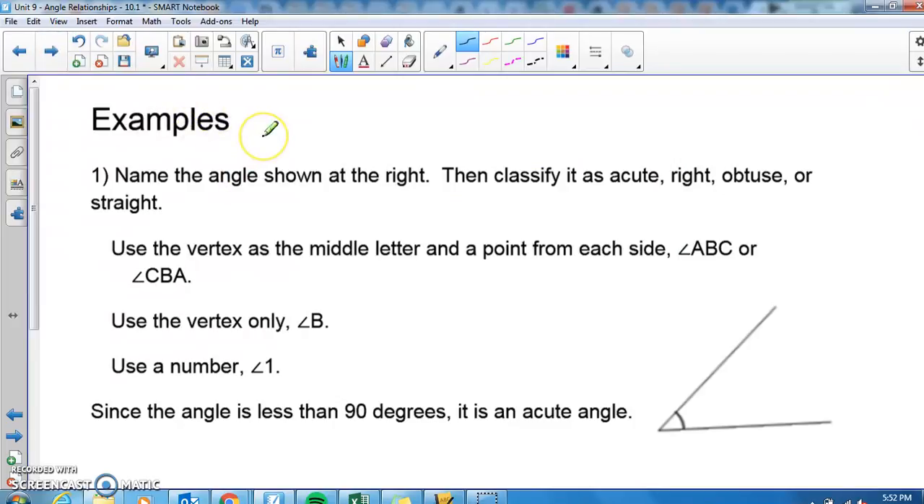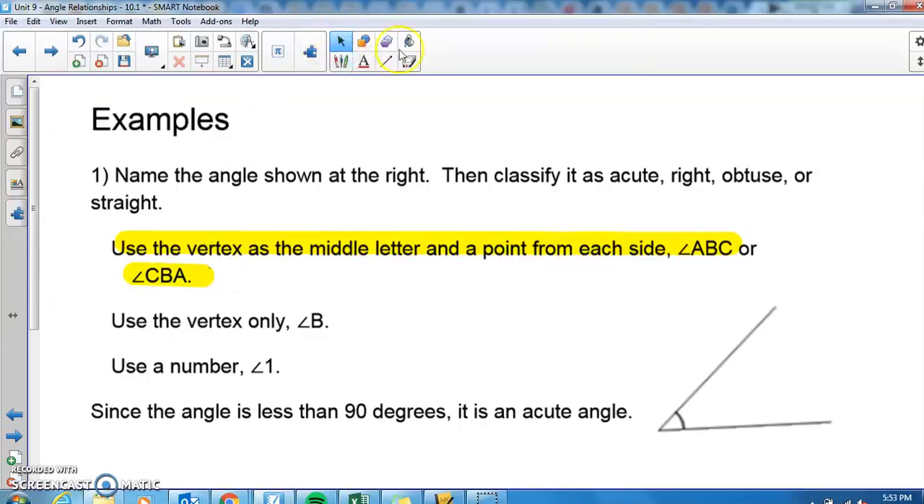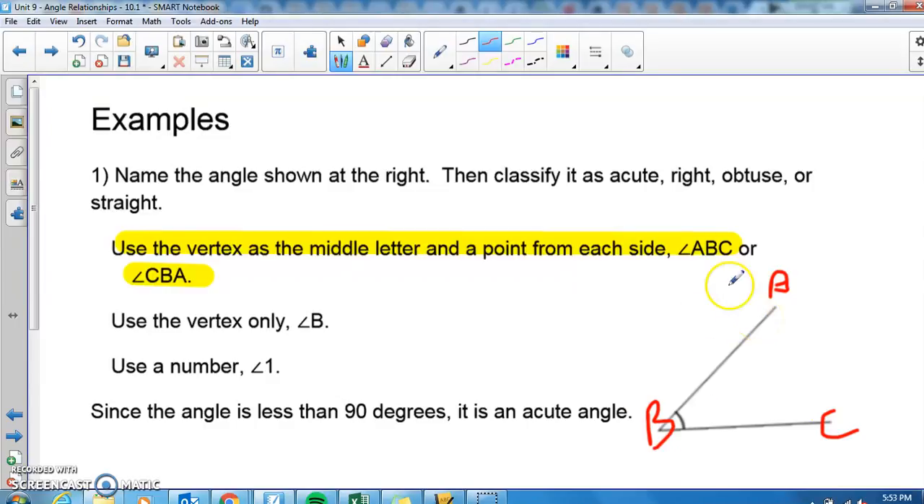All right, examples. Name the angle shown at the right, then classify it as acute, right, obtuse, or straight. We're going to have several ways that we classify angles. All right, the first way is using the vertex as the middle letter and a point from each side. So what we're going to have here is, let me go to this angle right here. Let me add a couple things. We're going to say that this is angle A, B, C. So I can use what's called the three-letter method, ABC or CBA.